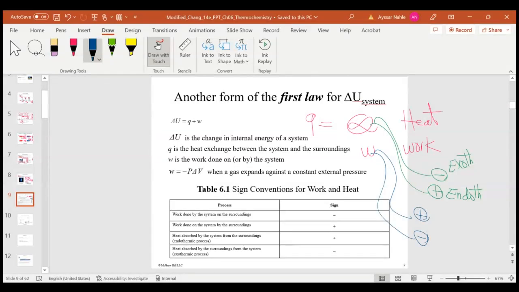Now, if I go back, if Q is positive, that means the system is absorbing heat. If Q is negative, that means the system is actually releasing the heat or energy. Now, work is completely different in here. It is associated with the energy, but the energy could be positive or could be negative.